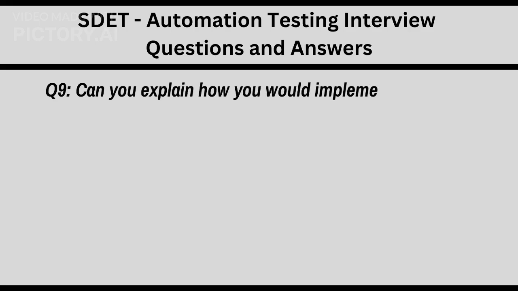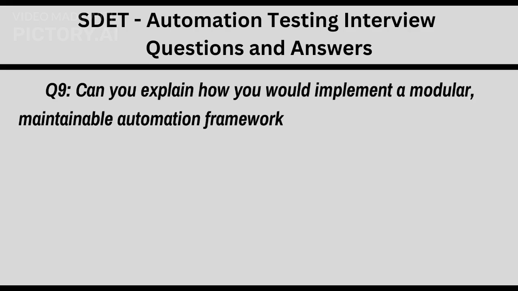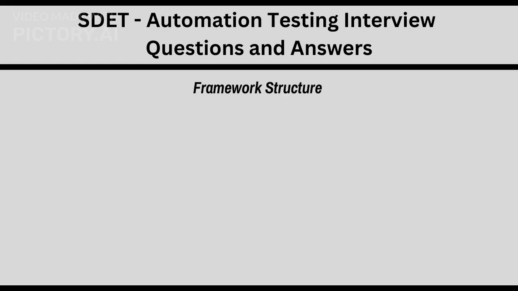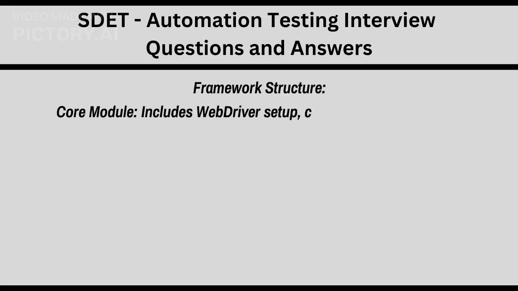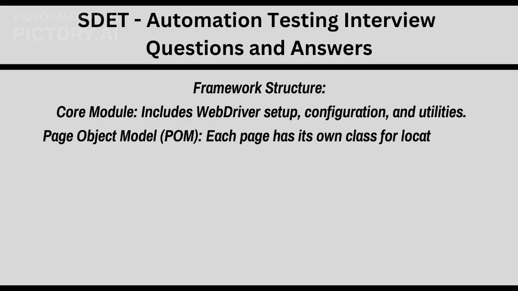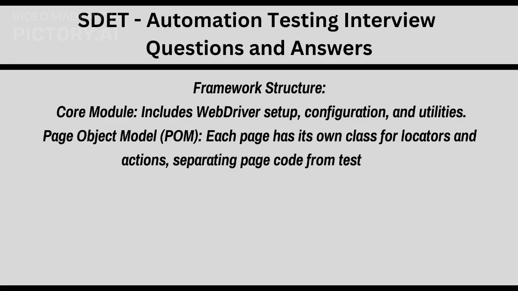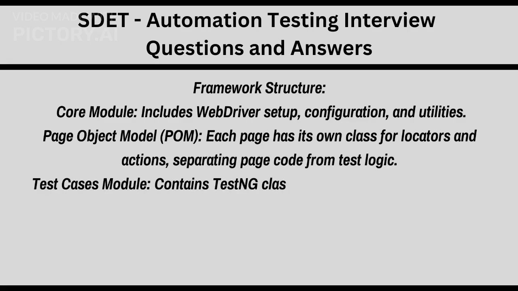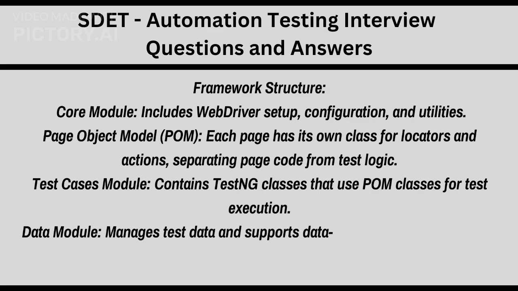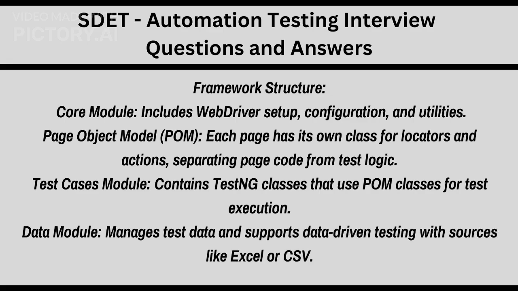Q9. Can you explain how you would implement a modular, maintainable automation framework using Selenium, TestNG, and Maven? How do you ensure scalability? Framework structure. Core module includes WebDriver setup, configuration, and utilities. Page Object Model, POM. Each page has its own class for locators and actions, separating page code from test logic. Test cases module contains TestNG classes that use POM classes for test execution.